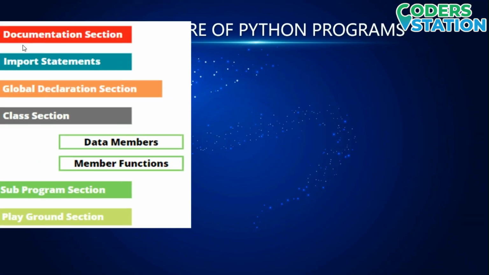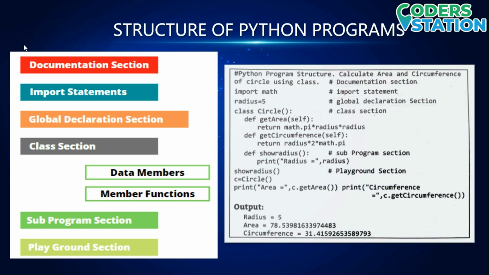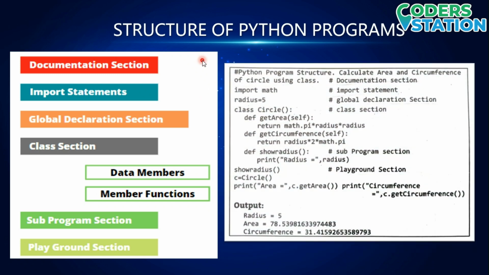Now on my screen you are able to see two images. The first image is showing the structure of a Python program and the second is an example for the same. First section comes as the documentation section. In this section you specify for what purpose you are writing the program, or it can also be the name of the file. It is also commented and it is very optional.